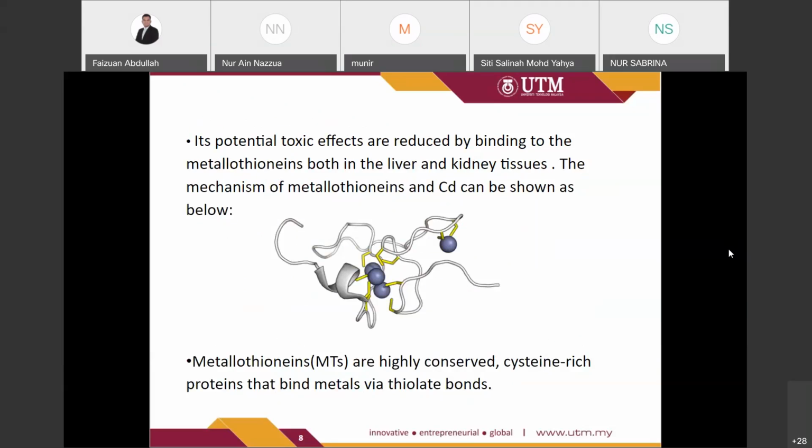Okay, as we know, cadmium is a toxic element, and its potential toxic effect can be reduced by binding to metallothionein. Here, as we can see, the metallothioneins bind to the cadmium metal via thiolate bonds and form a cluster. As a result, the toxic effect is reduced. Okay, next.